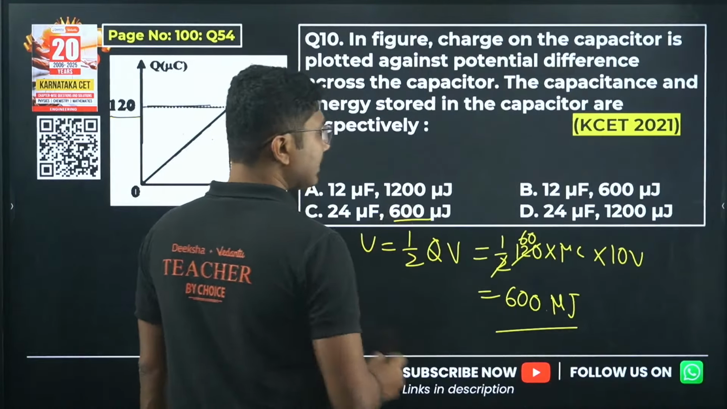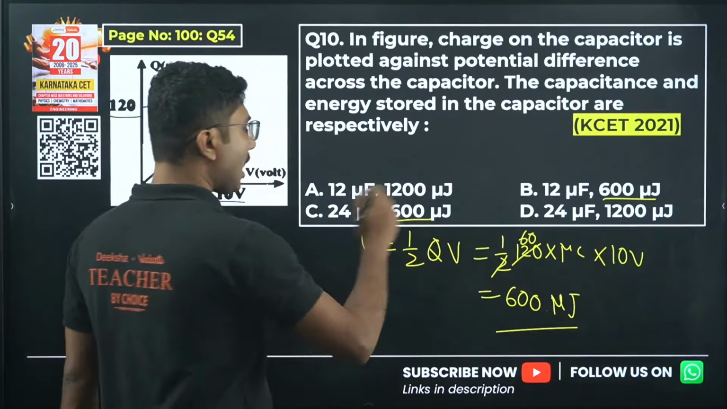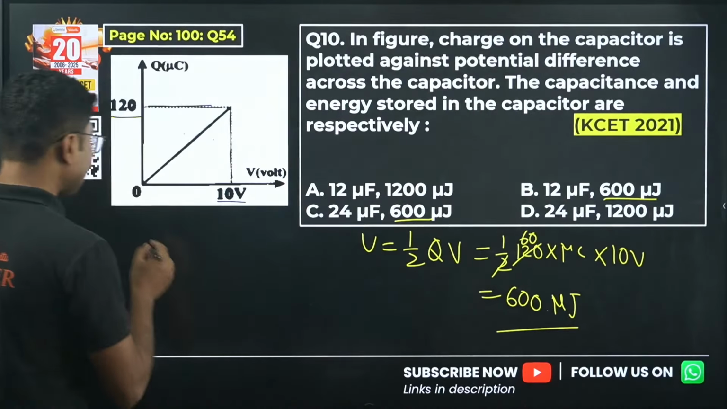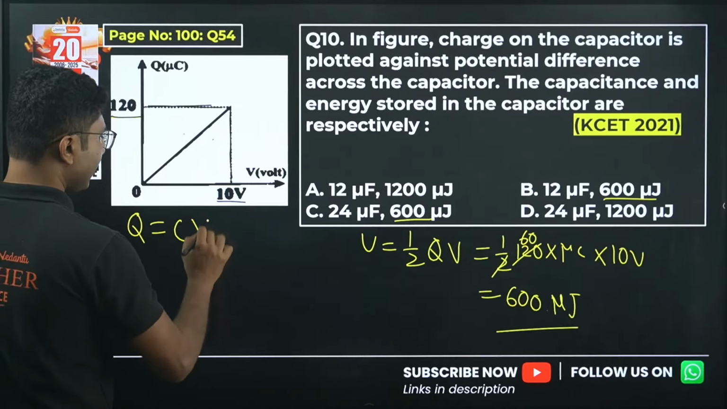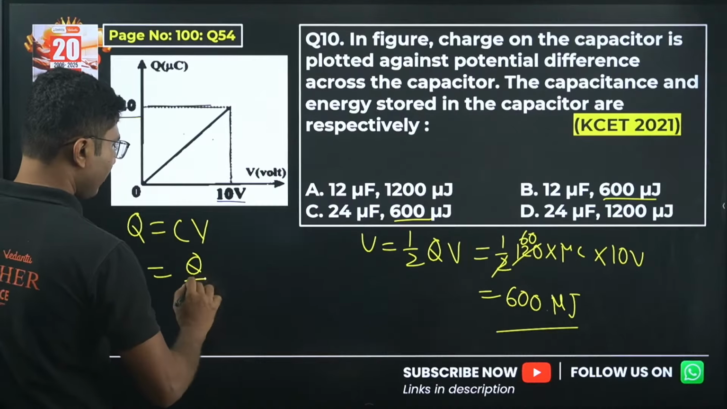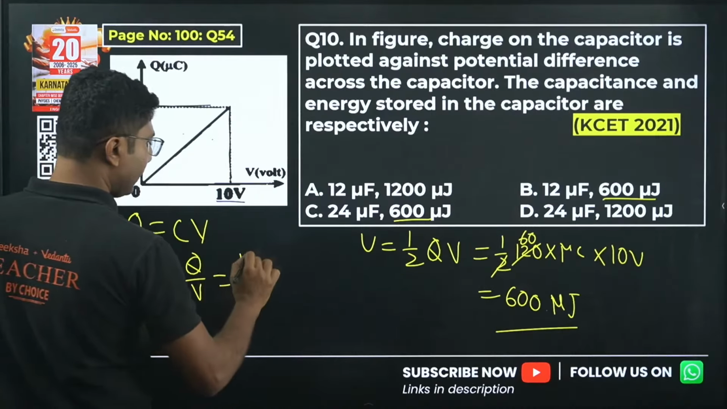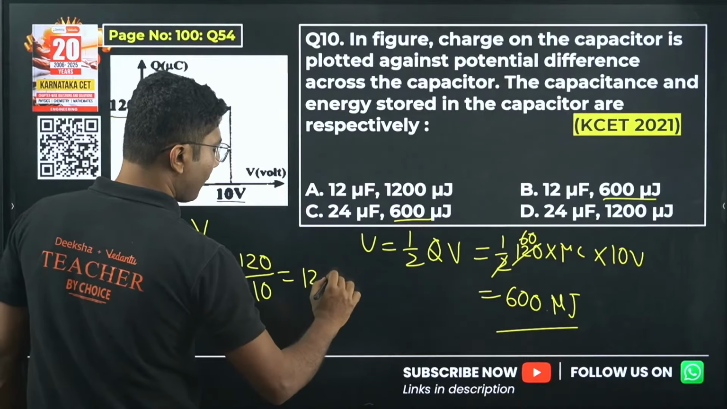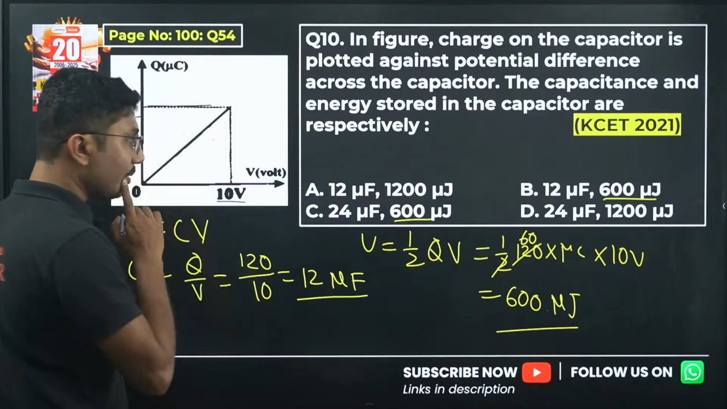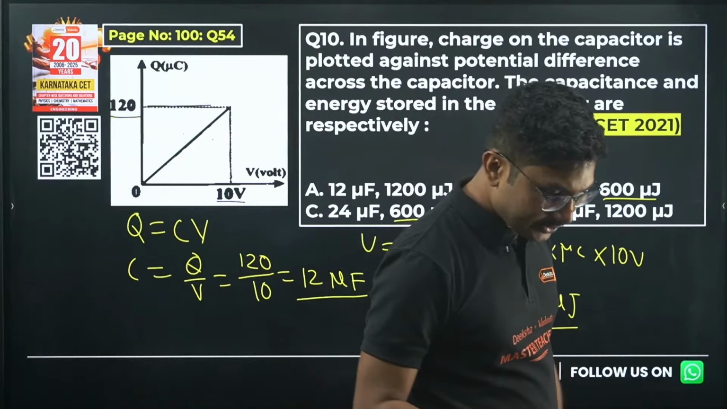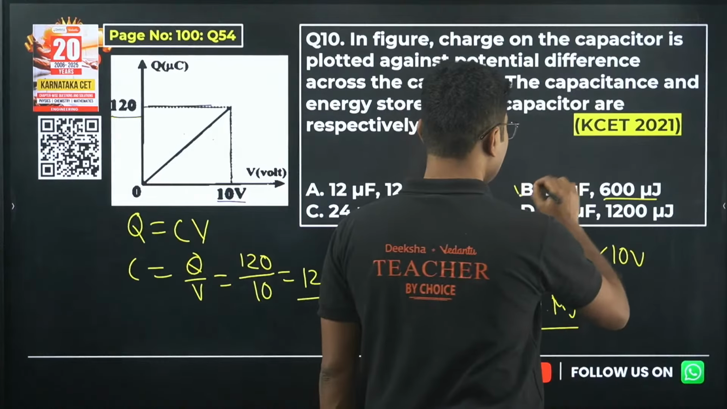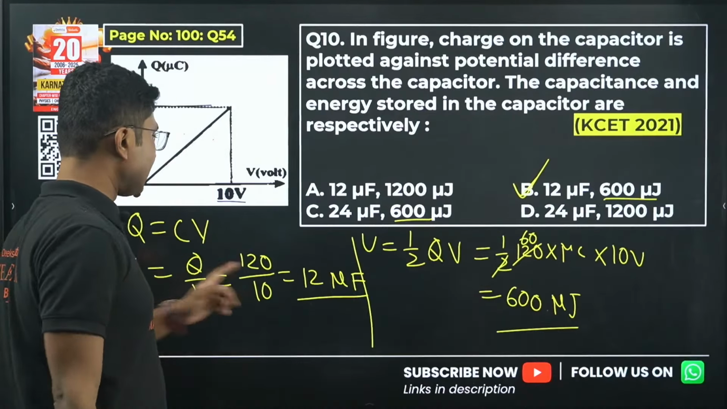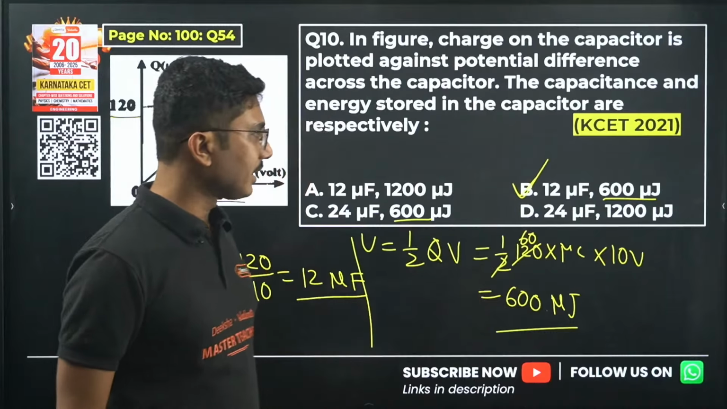So if you can see 600, one of them is correct, another one is wrong. Now let's see which one is correct. So how to find the capacitance? Q equals CV, so C equals Q by V. Q is 120 again, and voltage is 10. So from here we get 12 microfarad. So the correct combination is option B. Yes, Manjunath, correct answer is option B. So capacitance is 12, energy stored 600.